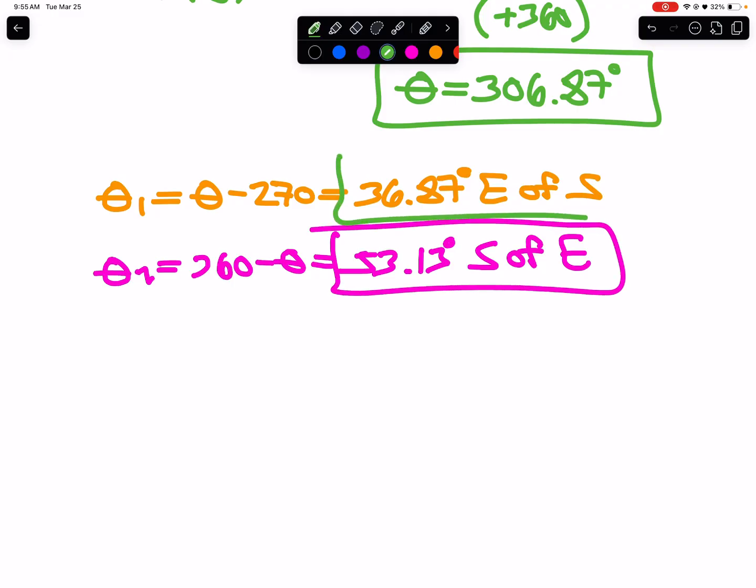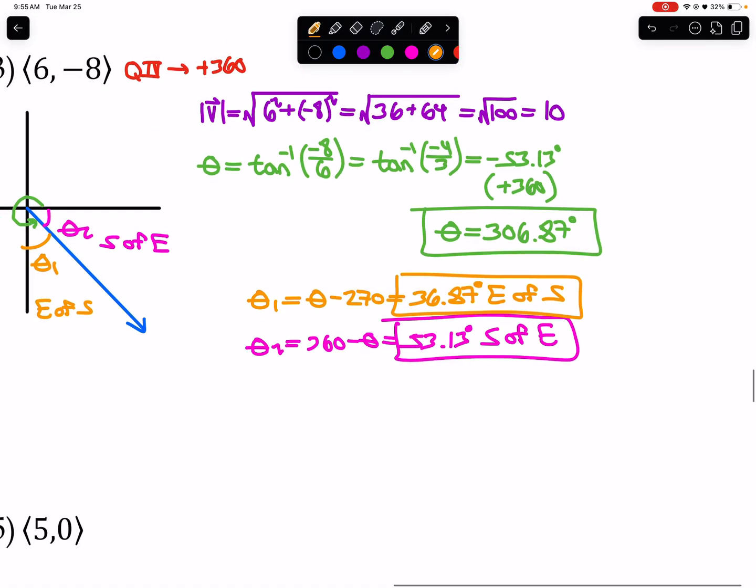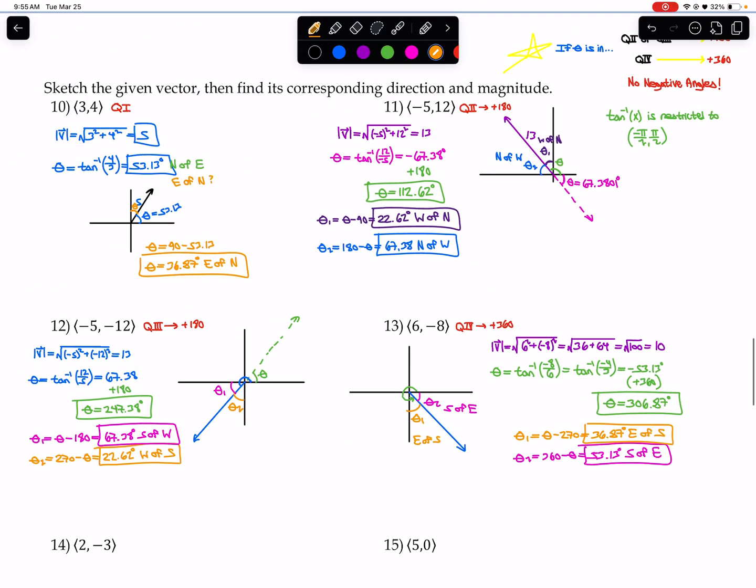So once again, just to reiterate, we're going to majority of the time want the standard position angle. I just found these other values with those cardinal directions just in case, but I'd rather give y'all too much information than not enough.